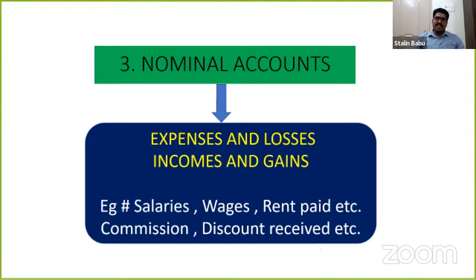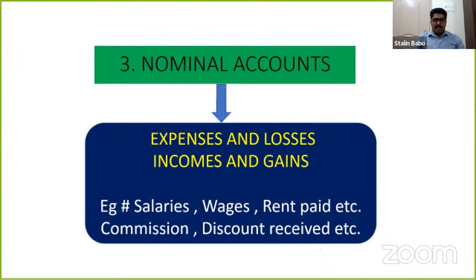So every business has some expenditure like salaries, wages, rent, etc. When we observe the word paid, it itself reveals it is an expenditure. Every business also has some incomes and gains like commission received, discount received, rent received, etc. When we see the word received, it reveals it is an income. When it is paid, it is an expenditure. So finally, accounts are classified into three types: personal account, real account, and nominal account.